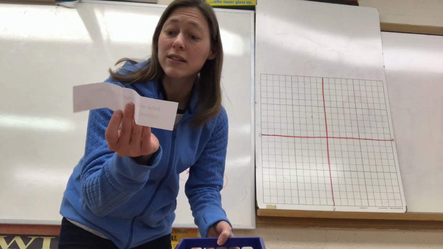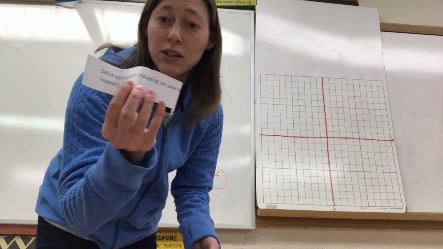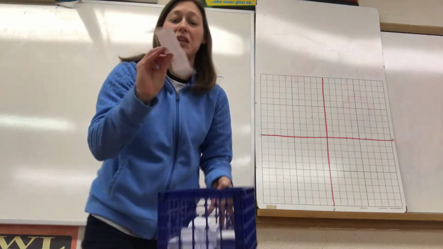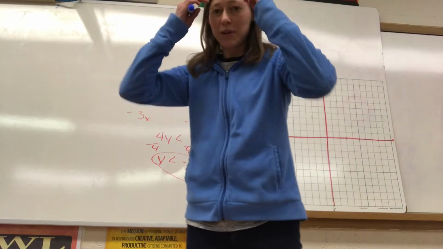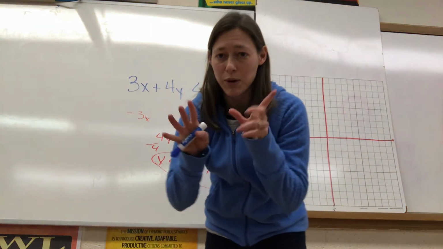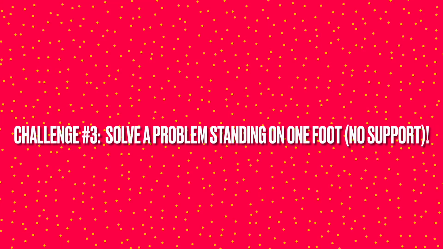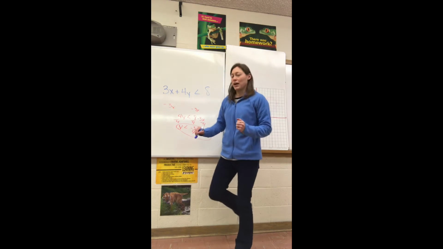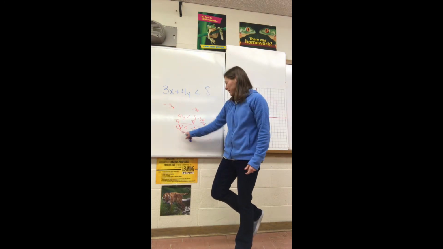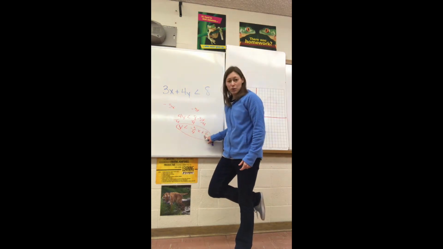Solve an equation standing on 1 foot, no support. Ooh, except you can't tell. I'm gonna turn the camera around so you can see that I'm not cheating. Okay, so you can't see that I'm standing on my foot. Okay, so this is my inequality. Y is less than negative 3/4 x plus 2, right?